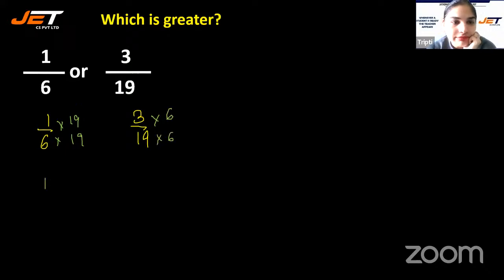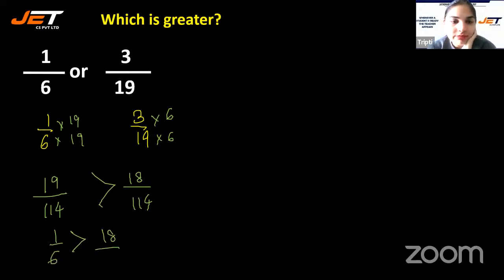Okay, so 1 times 19 is 19. 6 times 19 is 114. Then 3 times 6 is 18, and here 114. Which is greater? The first fraction. That means 1 by 6 is greater than 18 by 114.